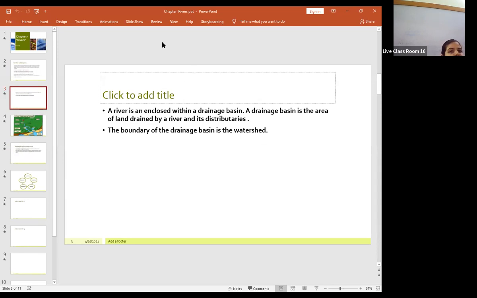We don't know how many river systems there are, but all these components come under the drainage basin, and the boundary of the drainage basin we call the watershed. Okay, and the watershed basically divides one river system from another.